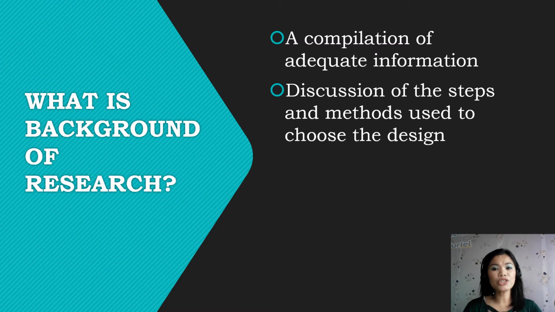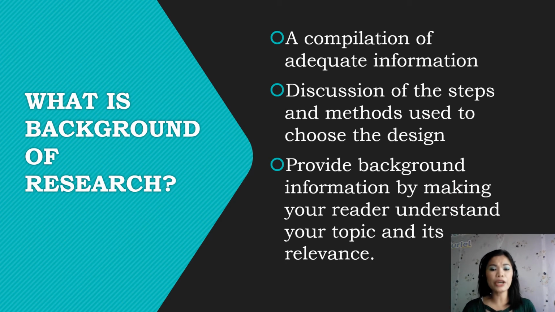It is also the discussion of the steps and methods used to choose the design. So the background of your research discusses the steps and the methods that you use to choose the design. So you have to find out the steps that you're going to employ. Then provide background information by making your reader understand your topic and its relevance. So in the background of your research, you are going to give information to your reader so that they could truly understand your topic and its importance.